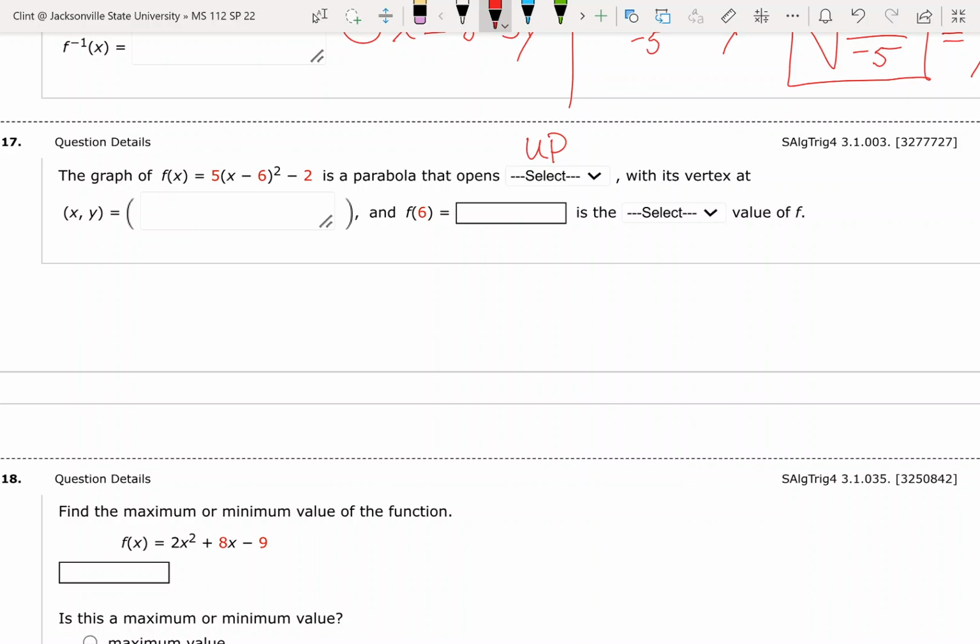With its vertex at, okay, so the vertex, if it's written in this vertex form, is at h comma k. So h is the number we're subtracting in here, k is the number on the outside. So our vertex will be at 6 comma negative 2. You can take the opposite sign of the number with the x, and the one on the outside, you keep the sign.